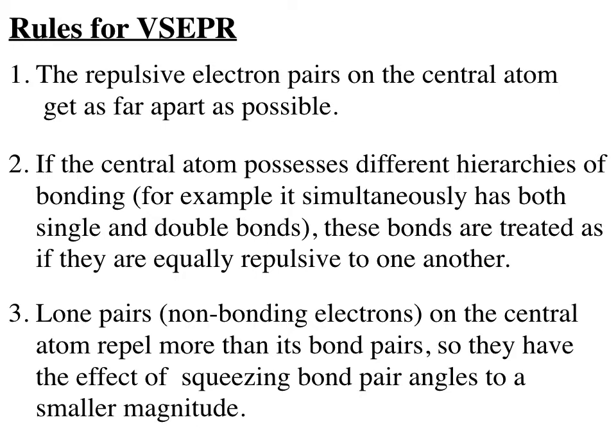Then finally, idea 3. If you're a non-bonding or lone pair of electrons, then you are pushier than a bond pair of electrons. Why? Because they're not so shielded by the positively charged nuclei when they're not involved in being shared between two nuclei. So the bottom line is, if you are non-bonding, you are pushier than a bonding type of electron pair.